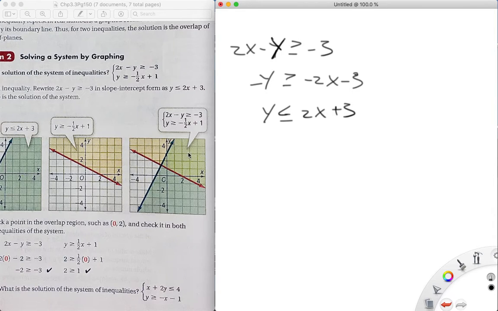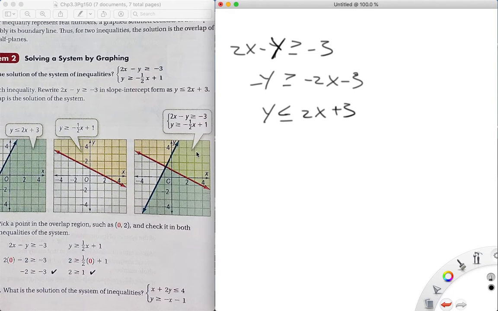Pick a point where they overlap. When you pick a point where they overlap, it should work out for both scenarios. You plug in that point. In this case, it looks like they used 0, 2, right here, and it's on the line, and it should work out for both.